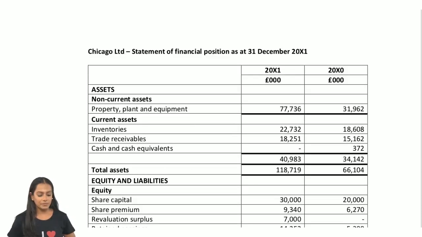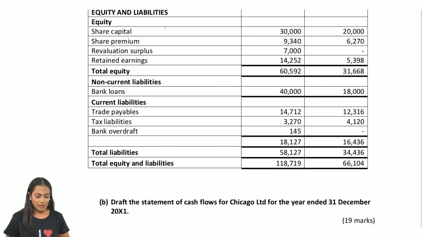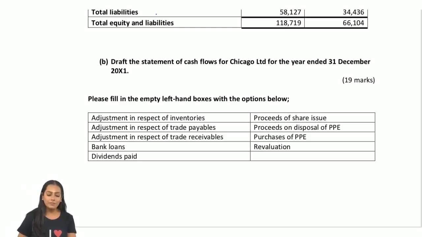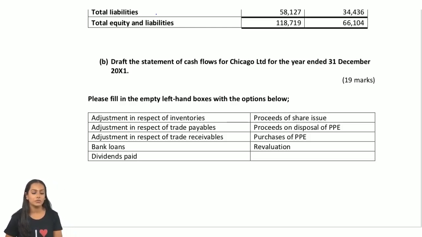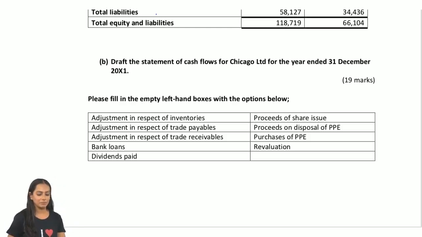Reading on, we've got the statements of financial position for the current year and the previous year, and part B of the question is for 19 marks. We attempted part A in the previous session. Draft the statement of cash flows for Chicago for the year ended 31st of December 11. And this is for 19 marks.